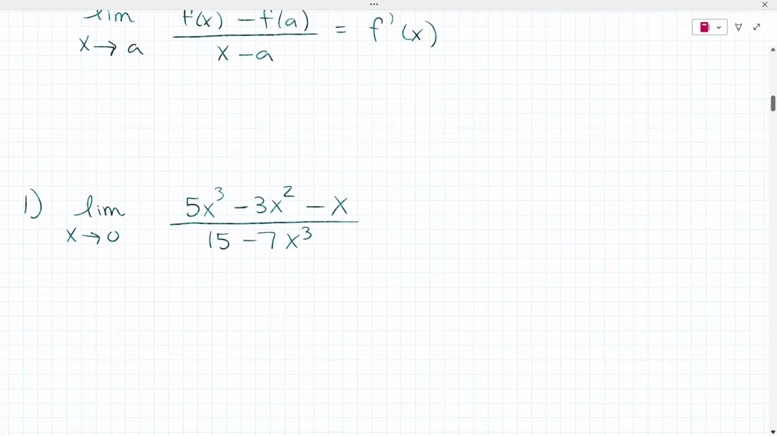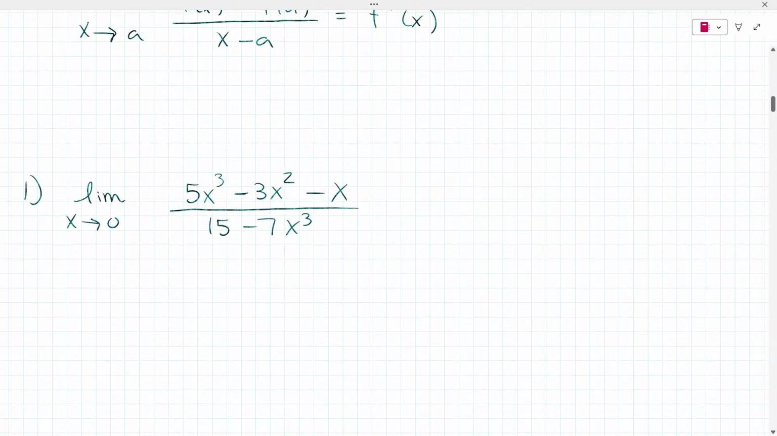So let's start with question 1. It says, find the limit as x approaches 0 of this rational function, 5x cubed minus 3x squared minus x over 15 minus 7x cubed. First, maybe I could just get away with plugging in 0. So let me try it. Let's see if we have an indeterminate form or not.